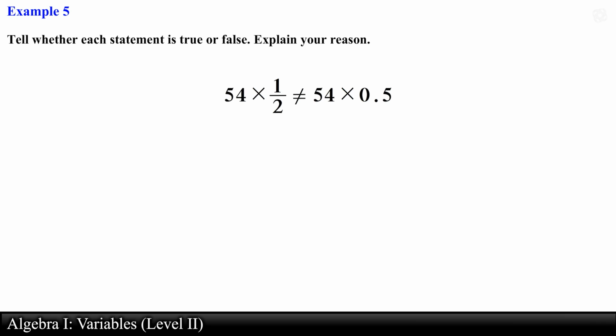How about the next statement? 54 times 1/2 does not equal 54 times 0.5. We need to simplify each side of the statement to compare them. The left-hand side simplifies to 27, and the right-hand side also simplifies to 27. Remember that the decimal 0.5 can be rewritten as 1/2. So the statement simplifies to 27 does not equal 27. 27 actually equals 27. So this statement is false.